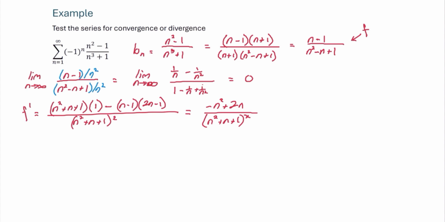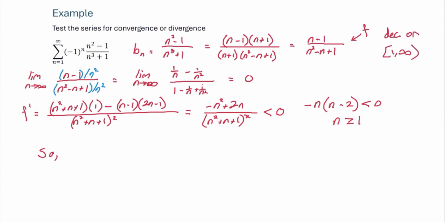And in order to show that f is decreasing, we want the derivative to be less than 0. Notice that the denominator is always positive. We can then focus on the numerator. We'll factor out a negative n, leaving us with n minus 2. And notice that this is negative for all n greater than or equal to 1. So we have what we need now. f is decreasing on the interval from 1 to infinity.